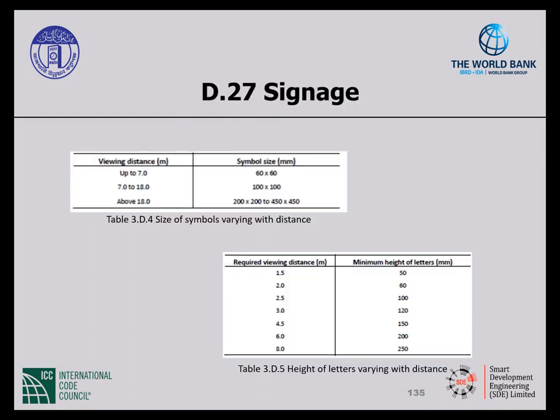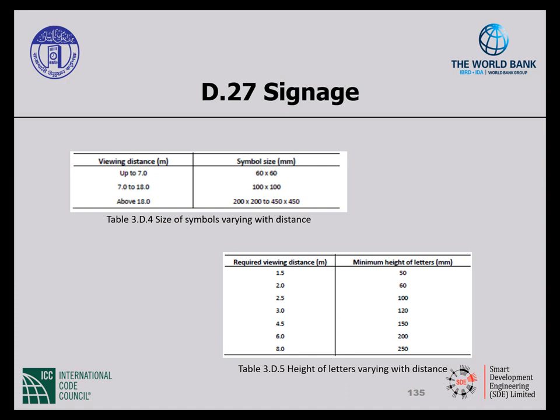Not only do we need to talk about what's on the sign, but we need to talk about how big the sign is. The signage is based on the viewing distance. As you can see in table 3.d.4, for a viewing distance of 7 to 18 meters, the symbol size should be 100 by 100 millimeters. If it's above 18 meters to the sign, then the symbol size is anywhere from 200 by 200 to 450 by 450 millimeters.